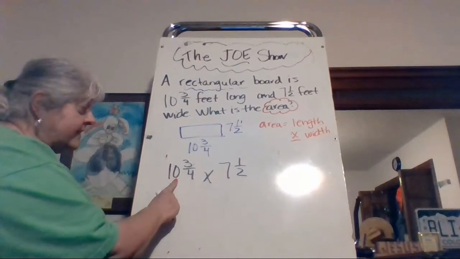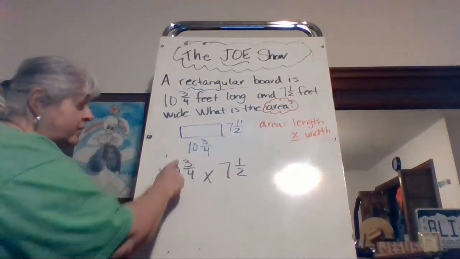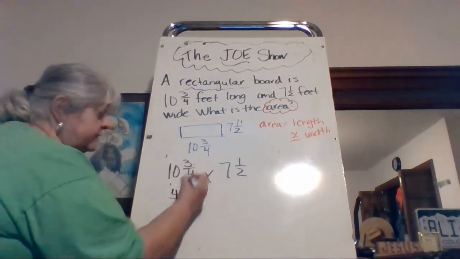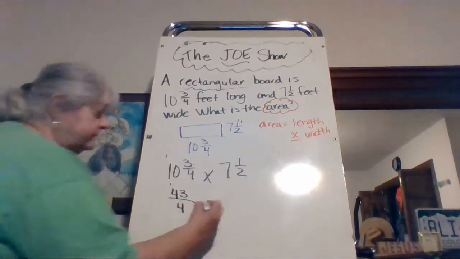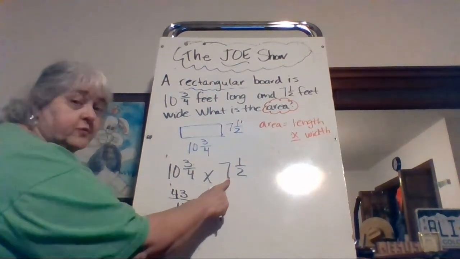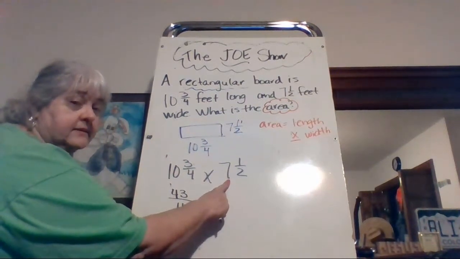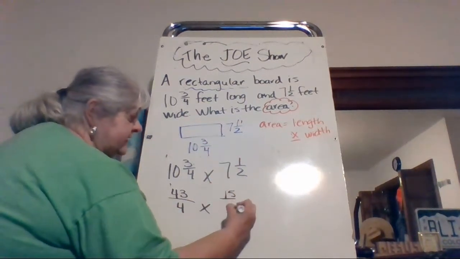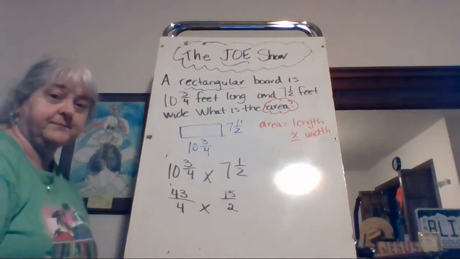The A in MAD says add. 40 plus 3 is 43. And the D in MAD means denominator stays the same. On this one, we're going to say 2 times 7 is 14. That's the M in MAD. Then we add 14 plus 1 is 15. And the D says the denominator stays the same.